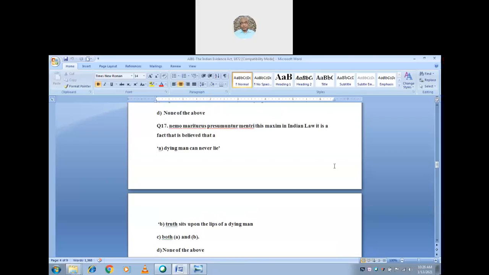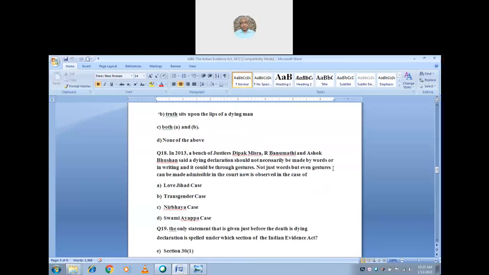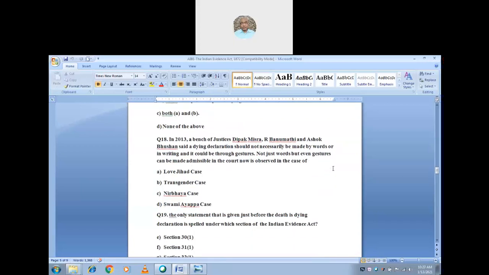Based on that maxim, the dying declaration exists. Now we will see what that is. In 2013, a bench of Justice Deepak Mishra, R. Banumathi and Ashok Bhushan said a dying declaration should not necessarily be made by words or in writing; it can be through gestures also. Not just words, but even gestures can be admissible in court. Even gestures are valid.